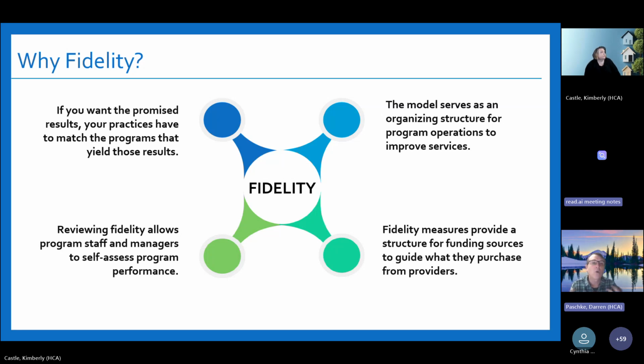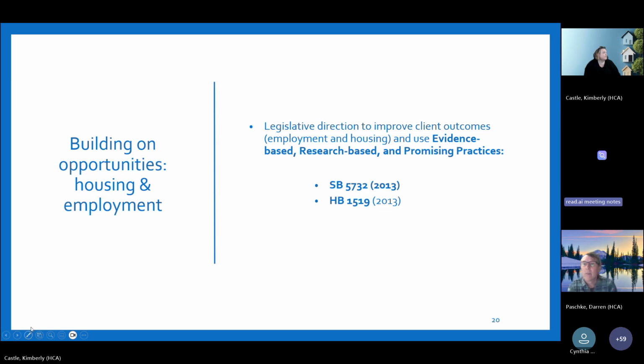But I think the core is that we really want to work with programs using the evidence-based practices to really start the program and adhere to those different anchors so that you have a successful program meeting people's needs to be employed and housed in the community. Next slide. You want to take this one, Kimberly?